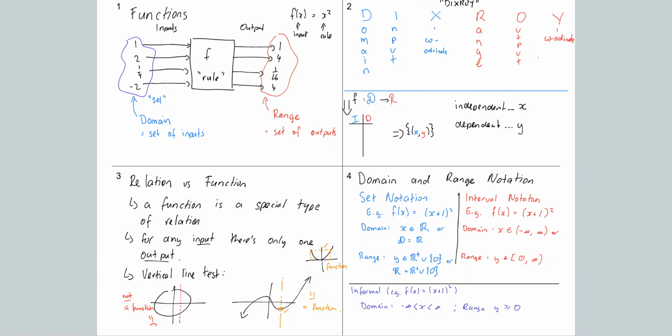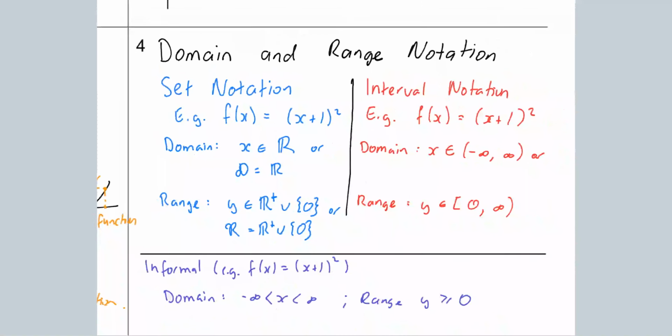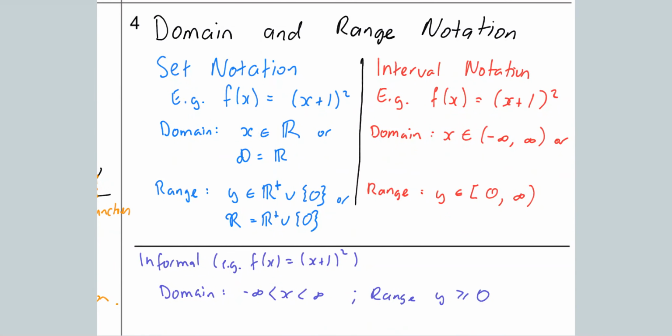So we're looking at slide 4 here, which I'll zoom up on so you can see it. The two main ways to describe a set notation is this formal set notation here, where you've got x, and this symbol means belongs to or is a member of. So x belongs to, and this R with an extra bar in it simply means all real numbers. So x belongs to all real numbers. That's the domain for f of x equals (x plus 1) all squared. Doesn't matter what I put in there. If it's a number, I can put it in as an input.